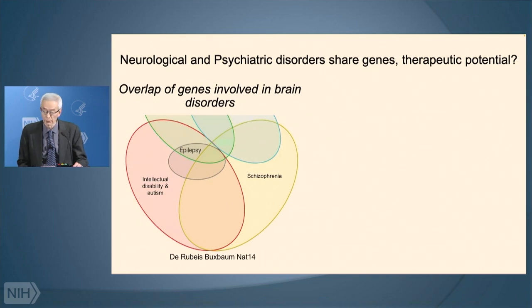Now, many people know that neurological and psychiatric disorders share genes and may even share therapeutic potential. In this slide from Joe Buxbaum's work, you can see a Venn diagram schematically depicting how the different diseases like schizophrenia, intellectual disability, and autism actually overlap with epilepsy in their genetic basis.